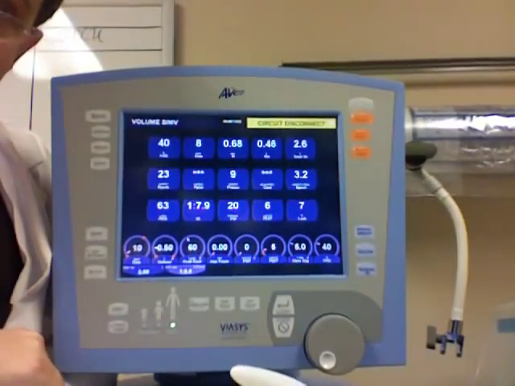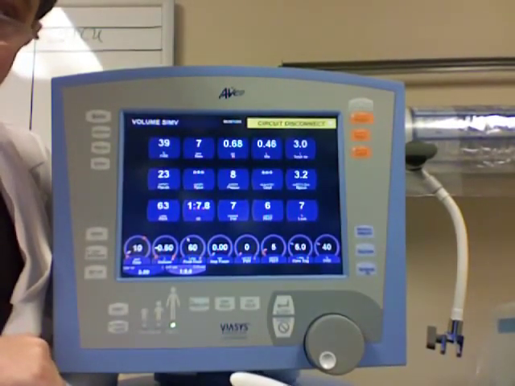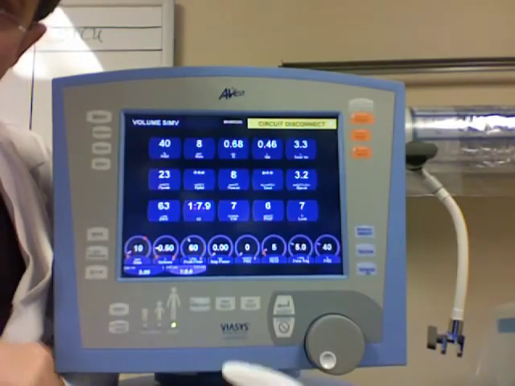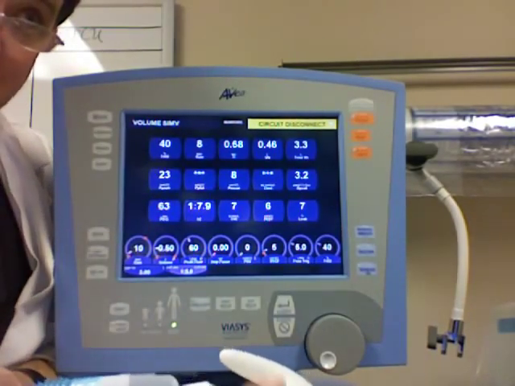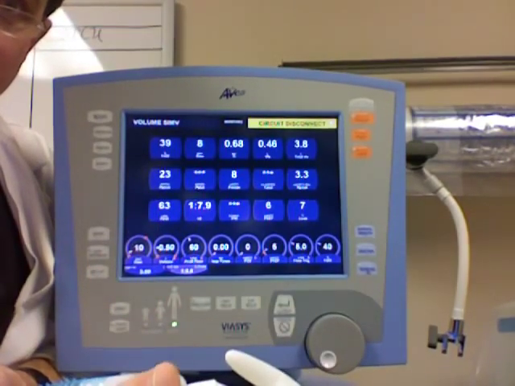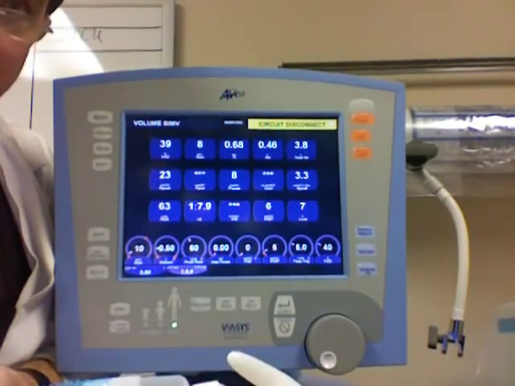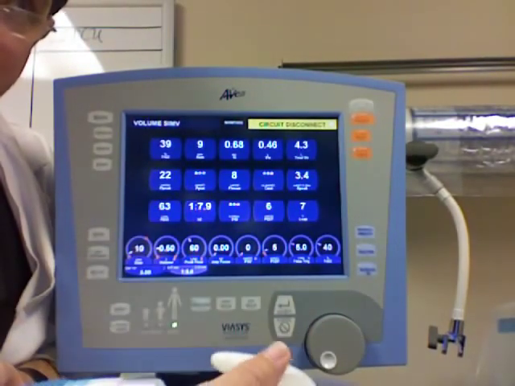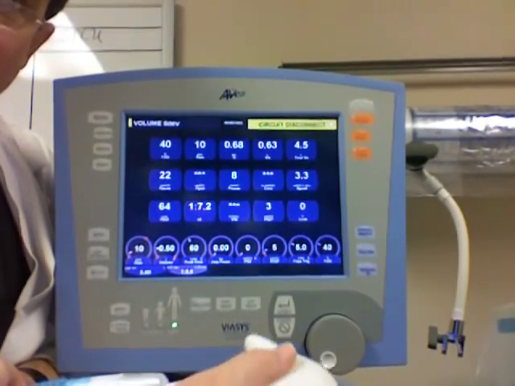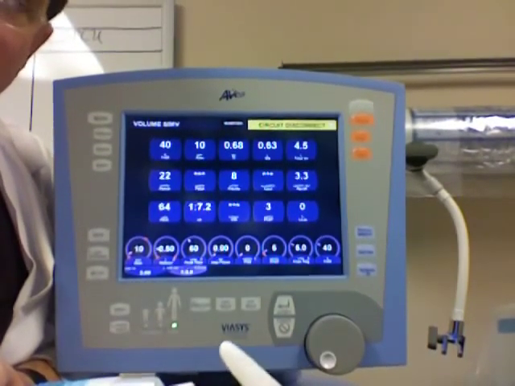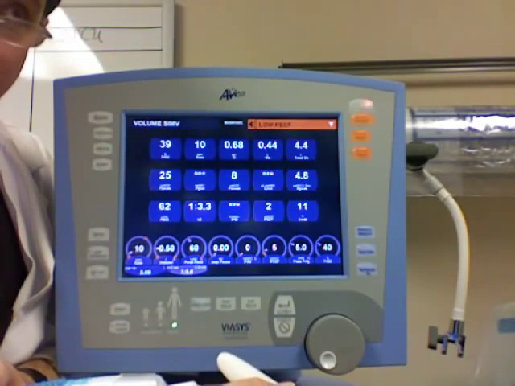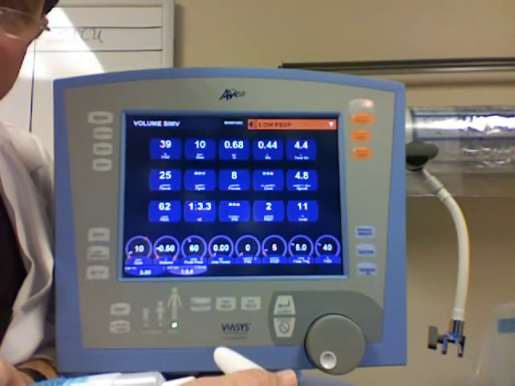But where the difference between assist control and SIMV comes in is what happens when the patient takes a spontaneous breath. Now in assist control, if they took a spontaneous breath, it took over and did what? Delivered the tidal volume at the peak flow rate. What do you think it does in SIMV? It's just like a CPAP breath, where it kind of ignores the patient and lets them breathe on their own. So I don't get the set tidal volume in SIMV.